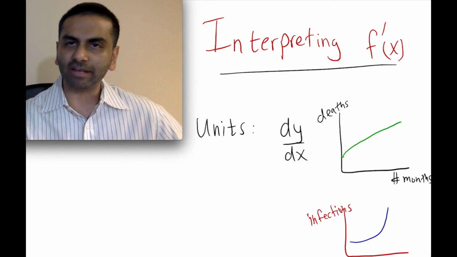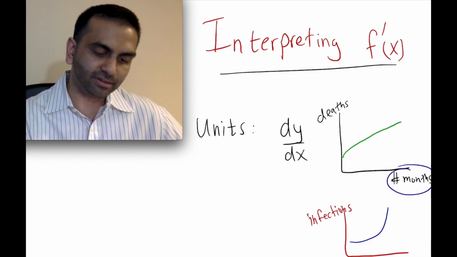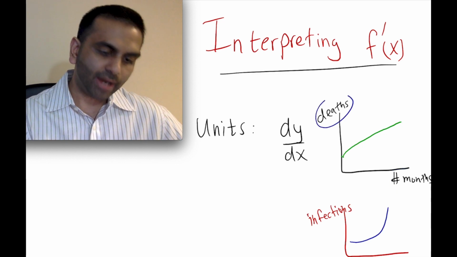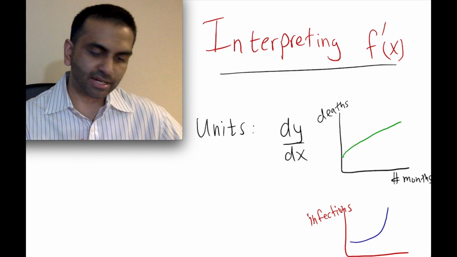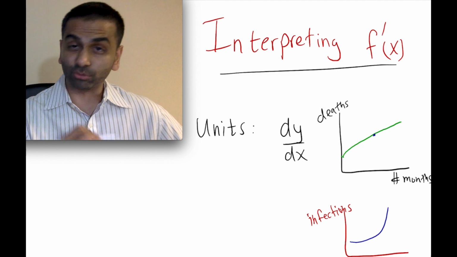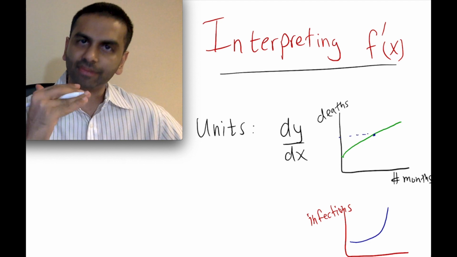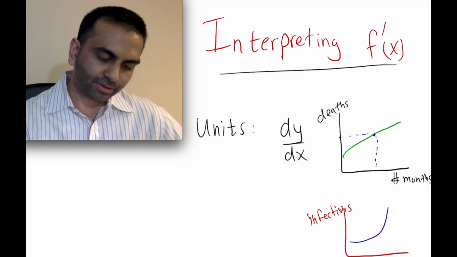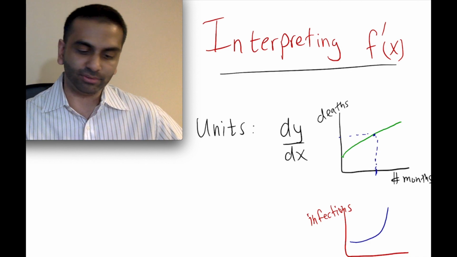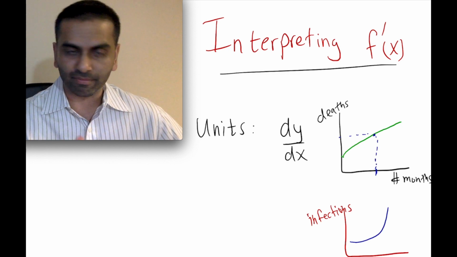So let's take a look at an example. Let's say you have a function where the x-axis is the number of months since the pandemic began, and the y-axis is the total number of deaths due to coronavirus. The derivative is the slope, and while the y value gives the total death count, the slope, or the derivative, is the number of deaths divided by the x unit, the number of months, so the interpretation would be the number of deaths per month.